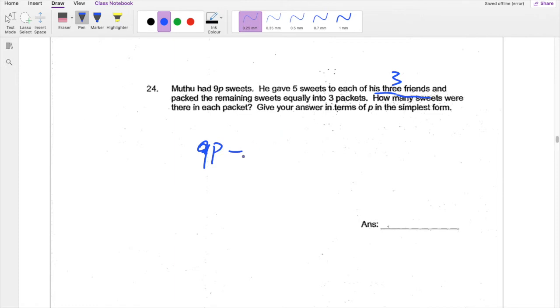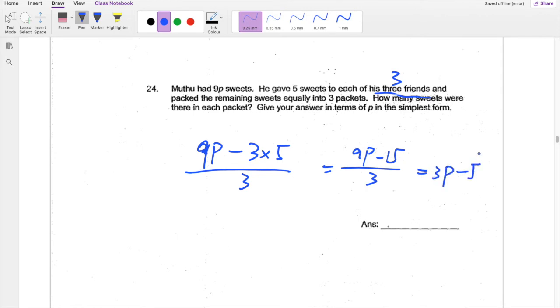He gives 3 friends each one 5 sweets. And for the remaining, he wants to share with 3 packets. So it's 9p minus 15, divided by 3. So this is 3p minus 5.